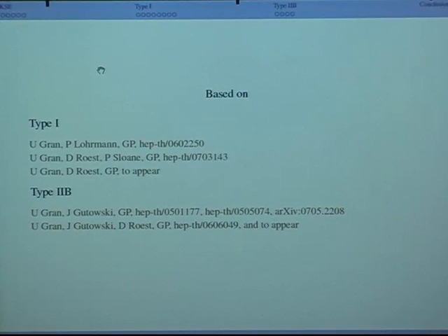This is work based in collaboration with Wolf Brown, who is sitting over there, Dietrich Rost, Jan Gutowski, and my students Philip Lochman and Peter Sloan.